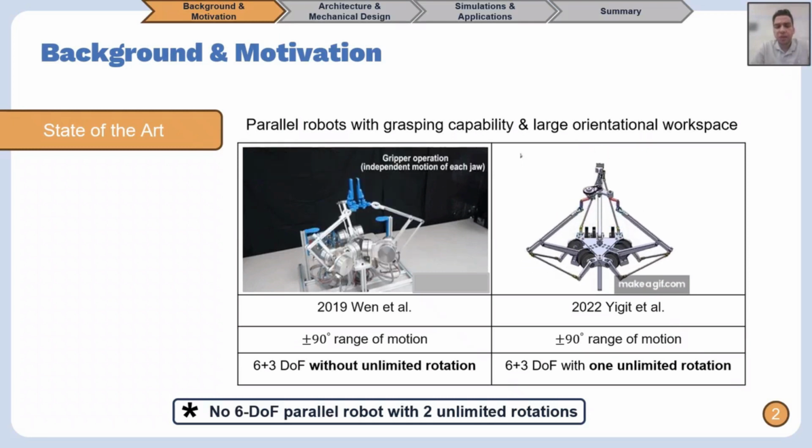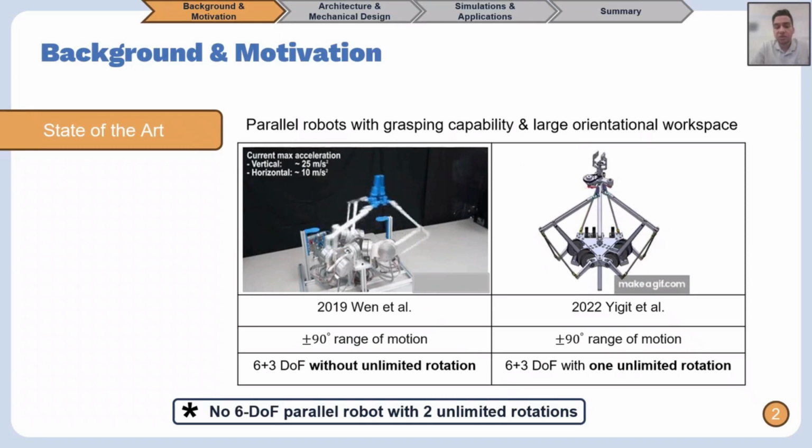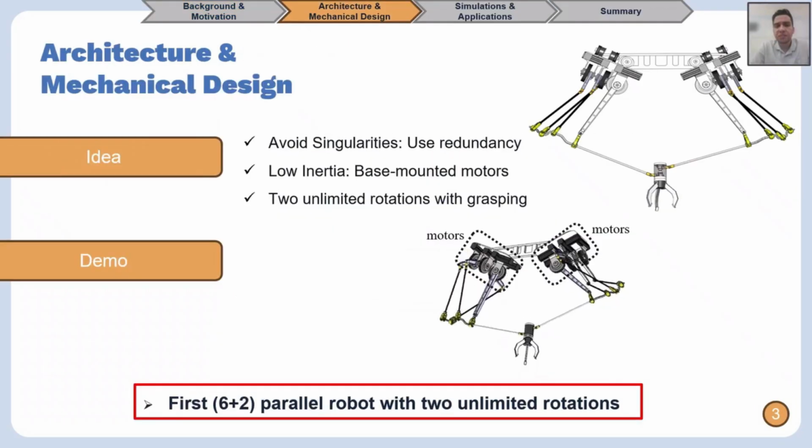However, there's no parallel robot with 2 unlimited rotations as of now. This motivated us to come up with a new design that offers 2 unlimited rotations with grasping. We want to use redundancies also to avoid singularities in the workspace, and we put all the motors on the base to have very low inertia. Here we show a demo of the robot. This robot is the first parallel robot with 2 unlimited rotations.